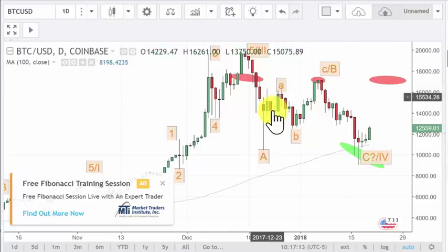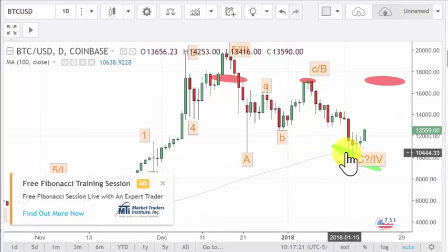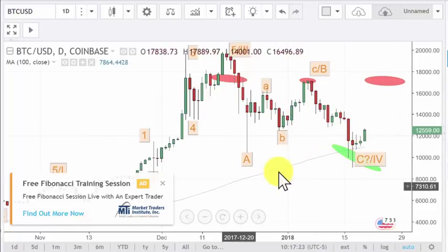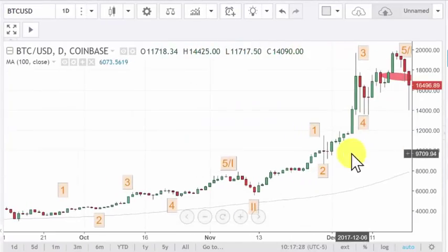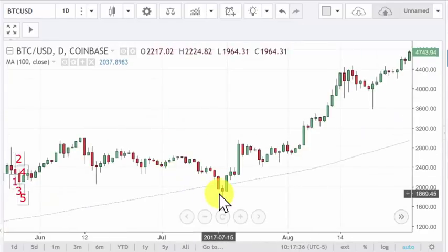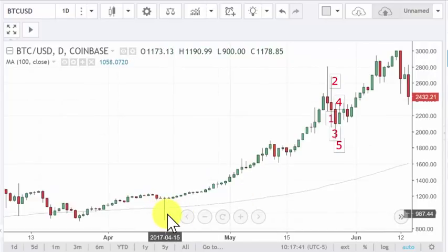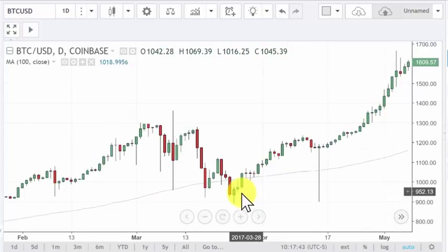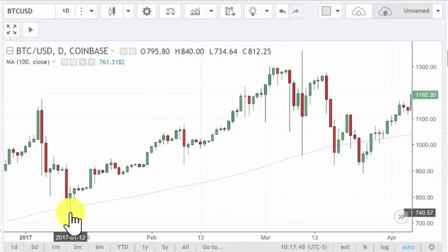structure, and it turns out this B wave, well, I'll go into the details in a bit, but we have the 100-day moving average here, this blue trending line that has held many times in the past. So if you go back into history, it held over here in September 2017. It held here in July of 2017, and it held here in April of 2017, as well as in March of 2017, and also January of 2017.